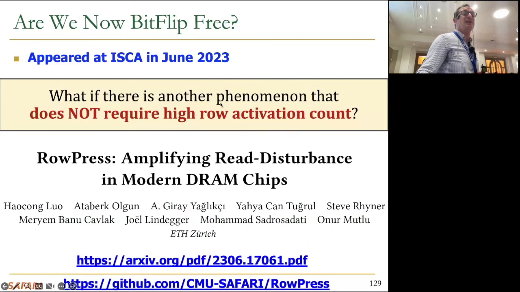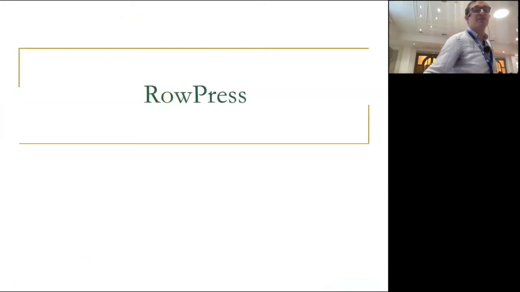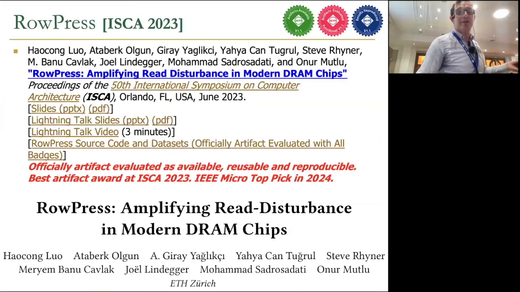What if there is another phenomenon that doesn't require high row activation count? Because all of these solutions require detecting high, or reasonably high, row activation counts, right? And if you don't set your solutions correctly, and if there's some other mechanism that induces a bit flip at an activation count that's lower than your threshold, you're back to square one. You're vulnerable again, right? And this work showed a different disturbance mechanism. It's called RowPress. And you can, again, experiment with all of this. All of the source code is open.